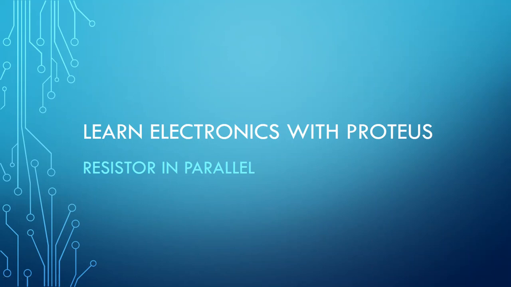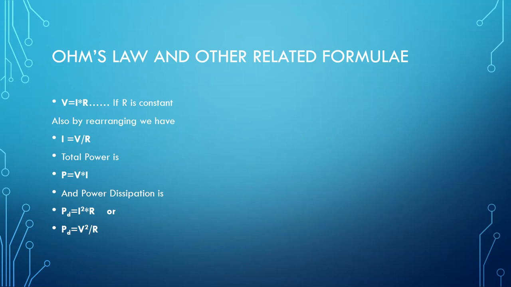Today our topic is resistors in parallel. By Ohm's law we know that V is equal to I into R, and the related formulas are I is equal to V over R, and total power P is equal to V into I, and power dissipation in terms of current is I square into R, and in terms of voltage is V square over R.